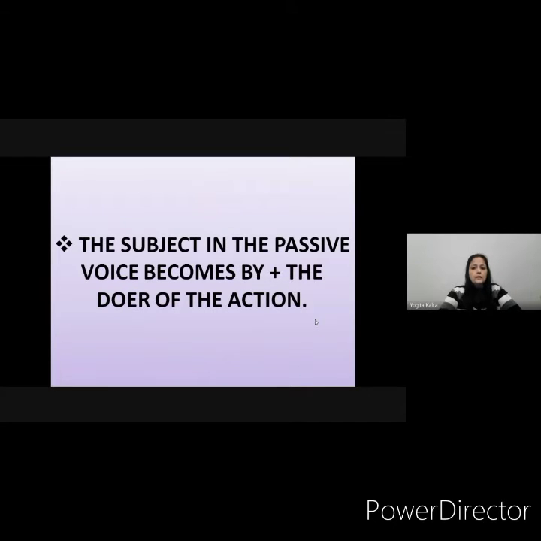The subject in the active voice becomes by plus the doer of the action in the passive voice. So now here when we are talking about the subject in the passive voice, it becomes by plus the doer of an action. Like if you remember the example, the tiger was killed by the hunter. So we had added by and the doer of the action. That is, the tiger was killed by the hunter.